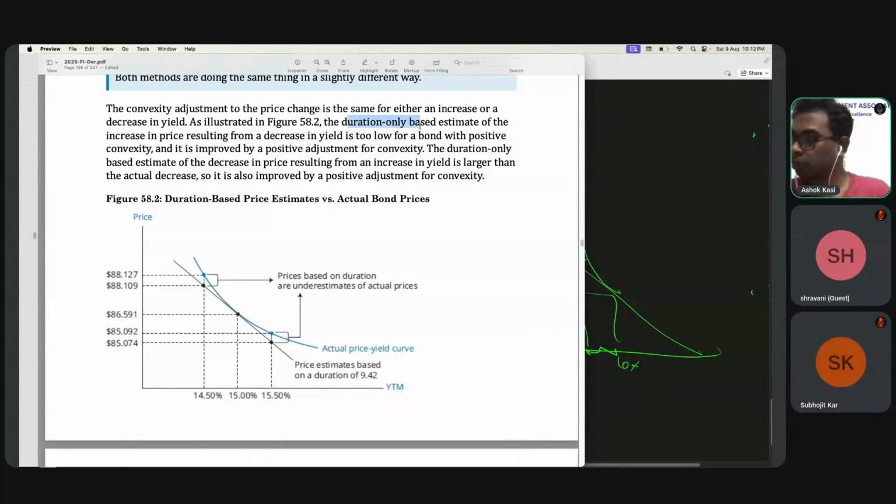The duration-only based estimate of the increase in price resulting from a decrease in yield is too low for a bond with positive convexity.